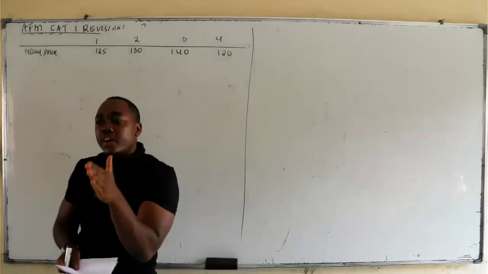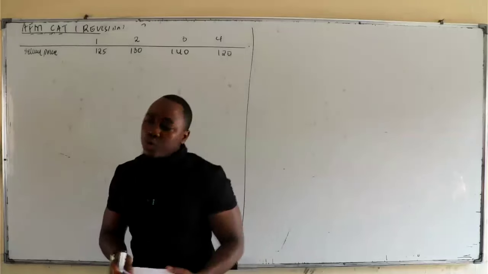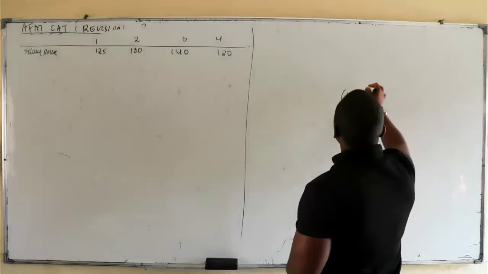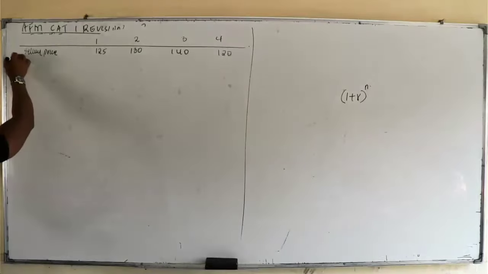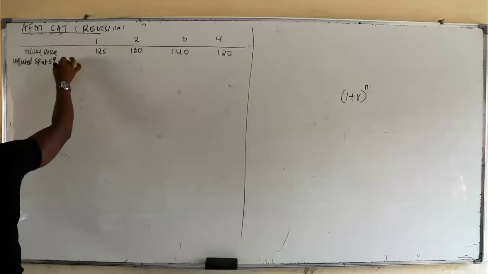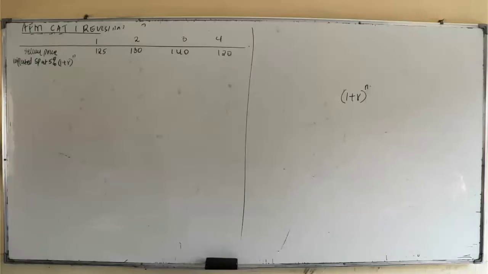So year 1, if it's 5%, year 2 will be 10%, 15%, 20%. So this is the formula we apply: 1 plus R, compounding, raised to power N. That's the formula we use. So here we get the inflated selling price at 5%. We apply the formula 1 plus R raised to power N. This is what I mean.